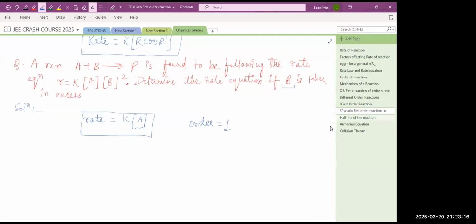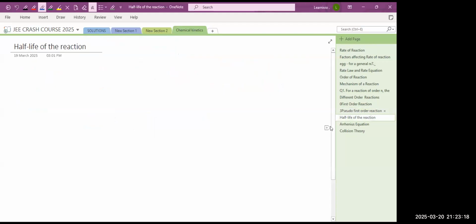This is your half-life of the reaction. And yeah, this is very important. From here, a question came in your JEE Mains exam. So just memorize all the formulas over here and practice more questions based on that.